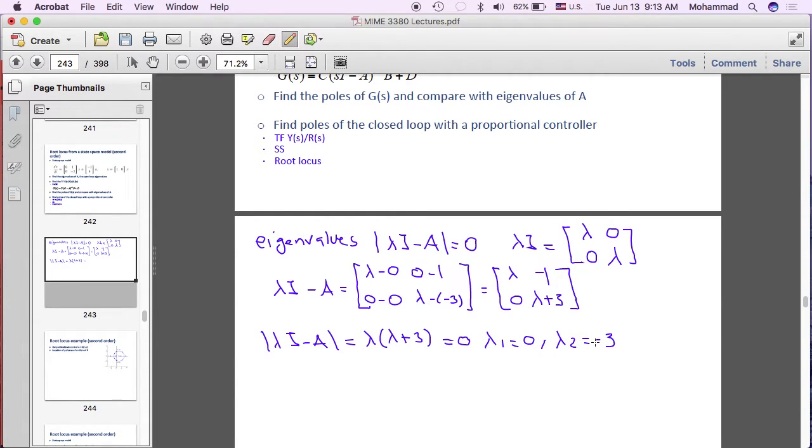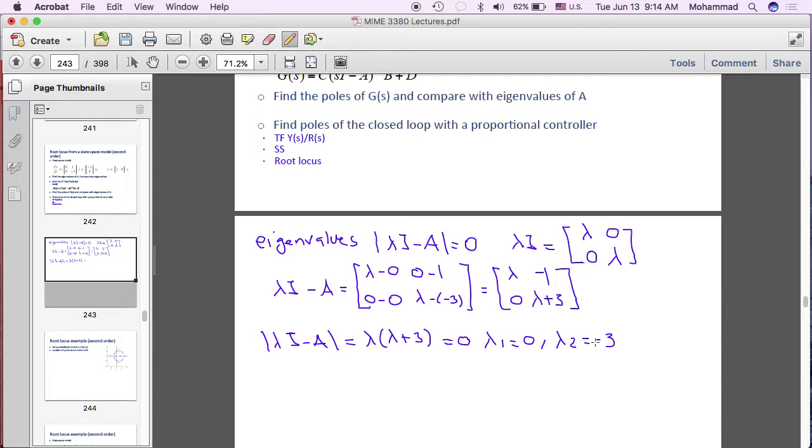So that tells you that this system has two eigenvalues for matrix A. One of them is located at 0, the other one at negative 3. Now, could you pause for a second and answer this question? If you find the transfer function for this system, can you tell me what the poles of the transfer function are going to be? 0 and negative 3. The poles of the transfer function are identical to the eigenvalues of matrix A.